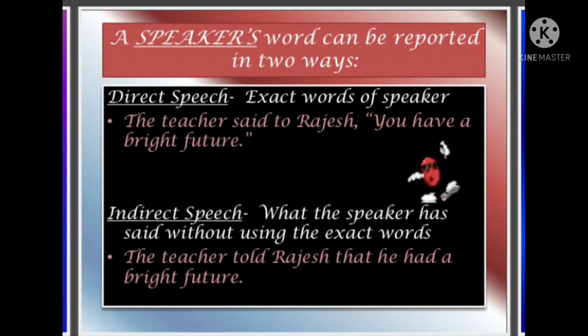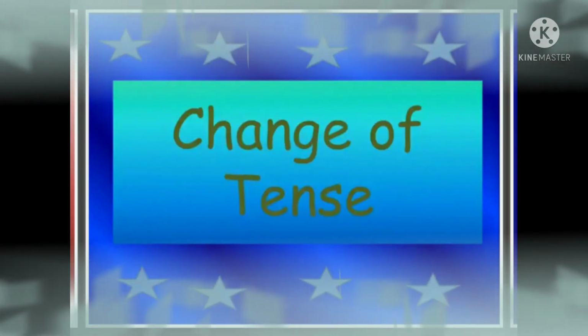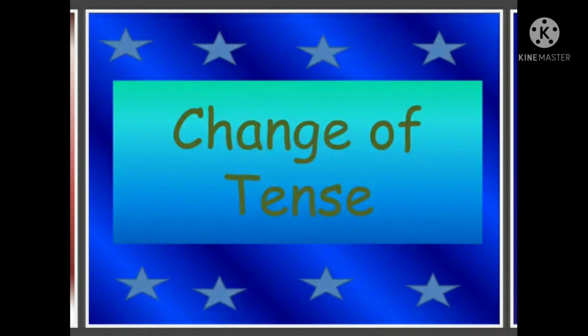So what changes do you see, children? There is no punctuation, no commas. "That" is used. Okay, and the present tense becomes the past tense. So now let us see how a change of tenses takes place when we rewrite a sentence from direct to indirect speech.